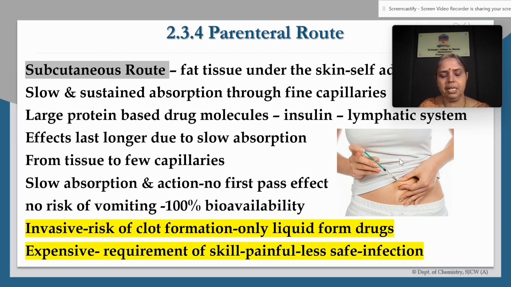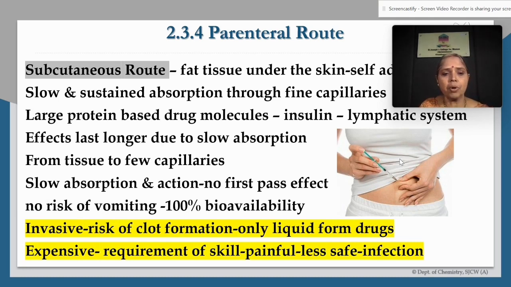Into the fat, the drug is released. Since adipose tissue will have little blood circulation, the drug will take some time. Slowly, slowly it will diffuse into the blood, and slowly it will start its action.